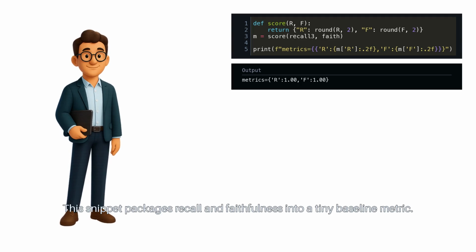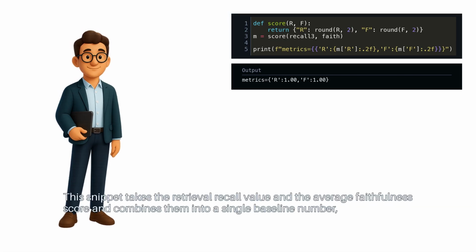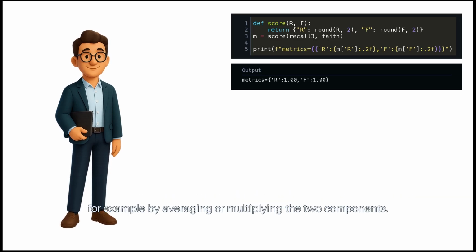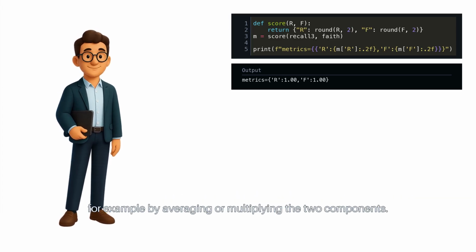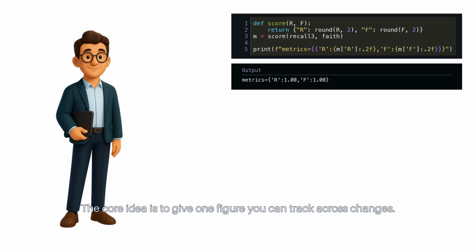This snippet packages recall and faithfulness into a tiny baseline metric. It takes the retrieval recall value and the average faithfulness score and combines them into a single baseline number, for example, by averaging or multiplying the 2 components. The core idea is to give one figure you can track across changes.